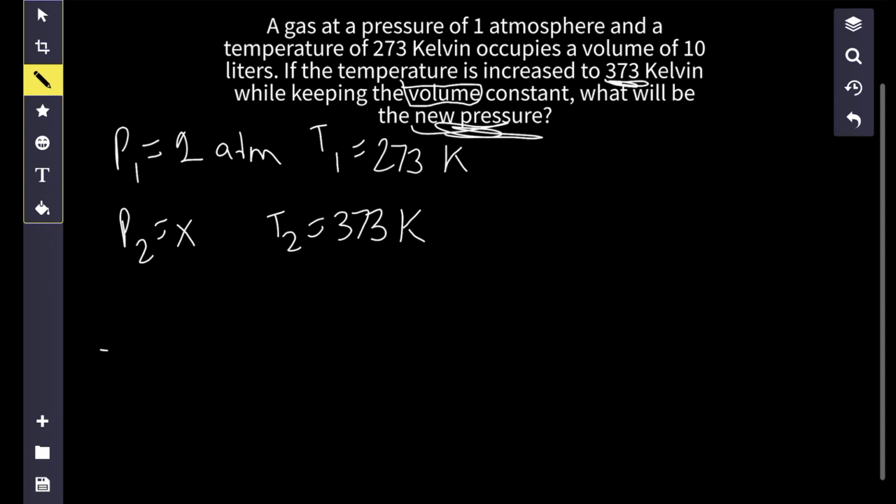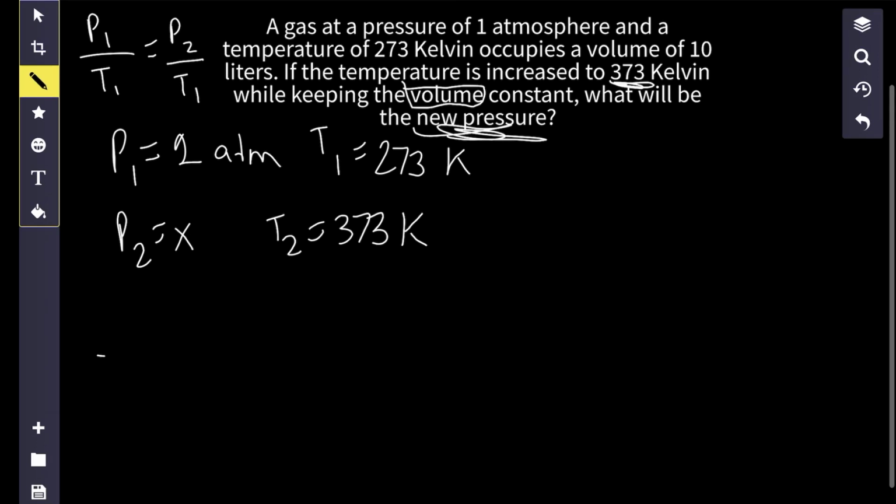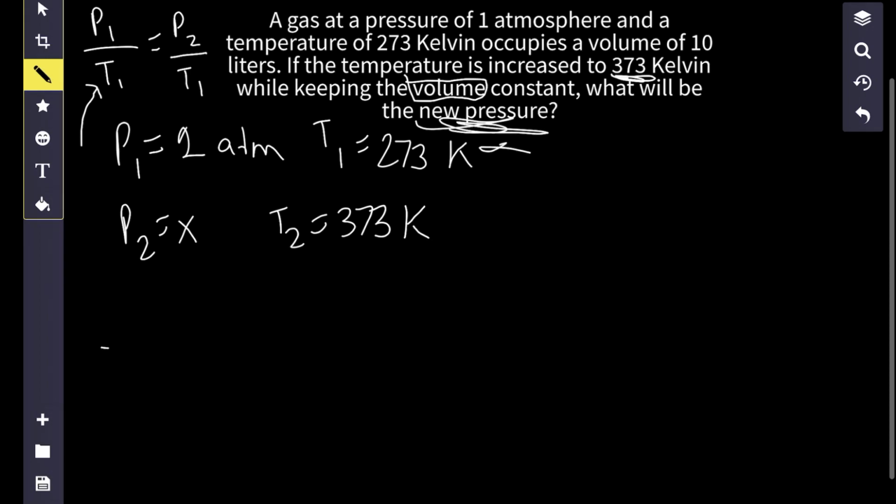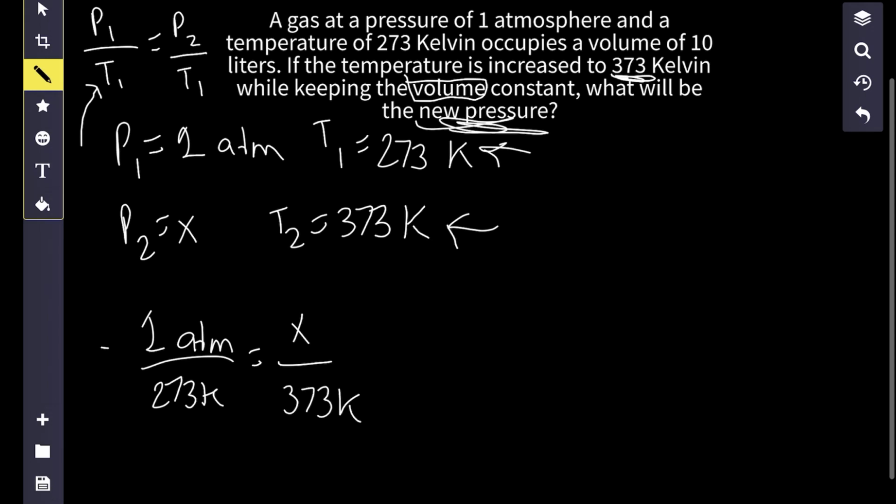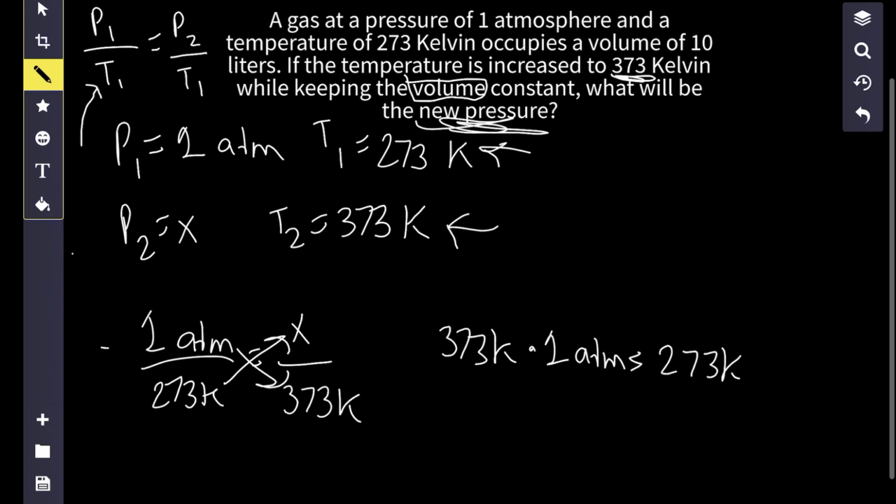Now, the formula we're going to use is P1 divided by T1 equals P2 divided by T2, otherwise known as Gay-Lussac's law. The temperature has to be in Kelvin, and we already have the temperatures in Kelvin, so we're all good to go. Our P1 is 1 atm divided by our T1, equals our P2, which is x, divided by 373 degrees Kelvin. We cross multiply, and we're going to get 373 degrees Kelvin times 1 atm equals 273 degrees Kelvin times x.